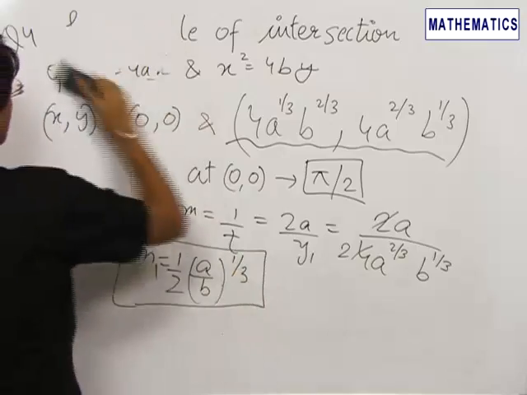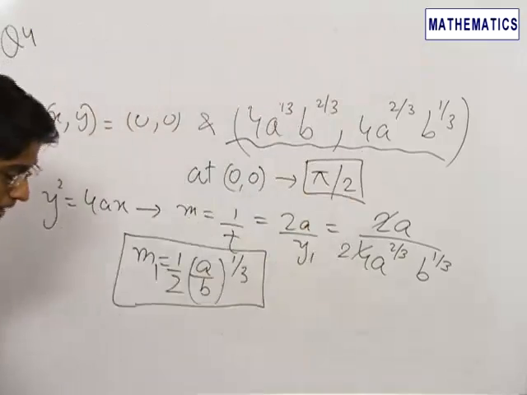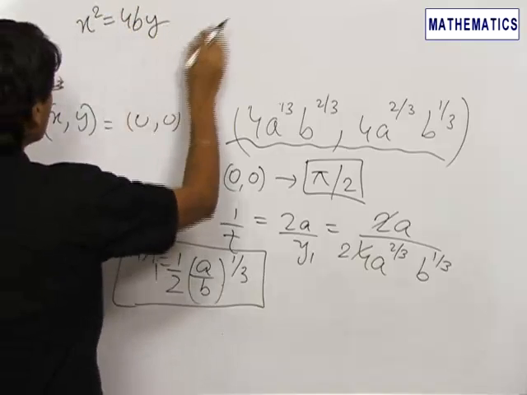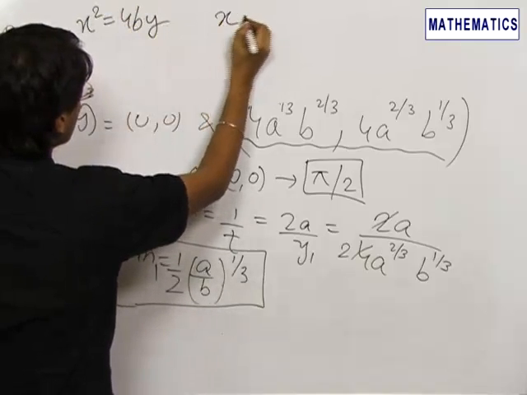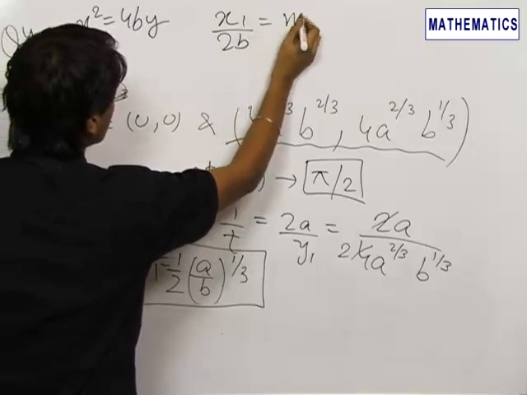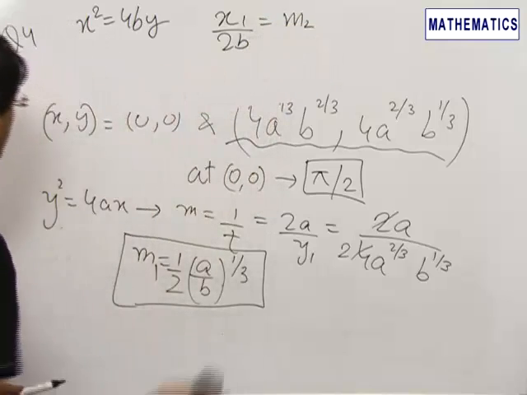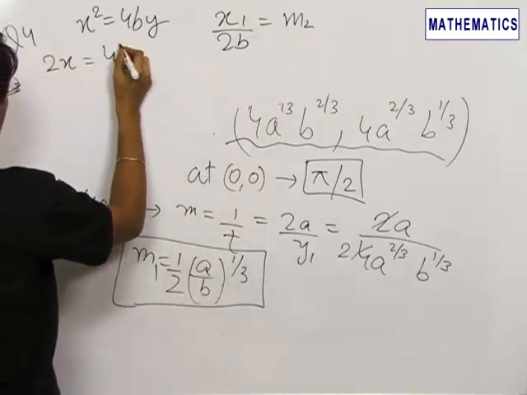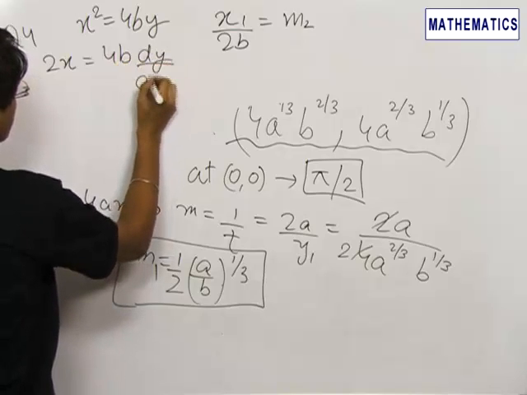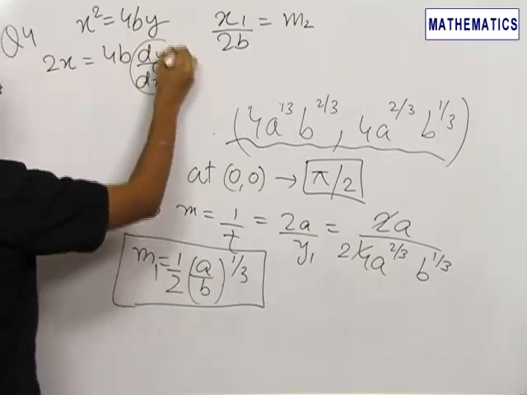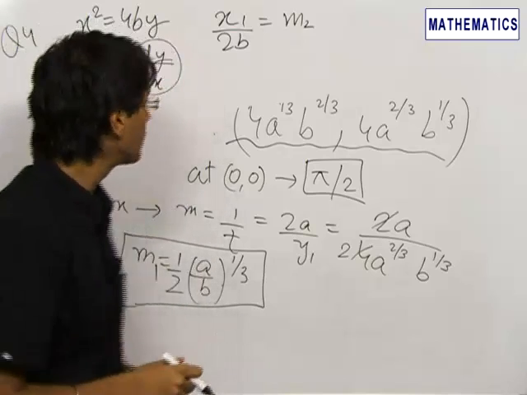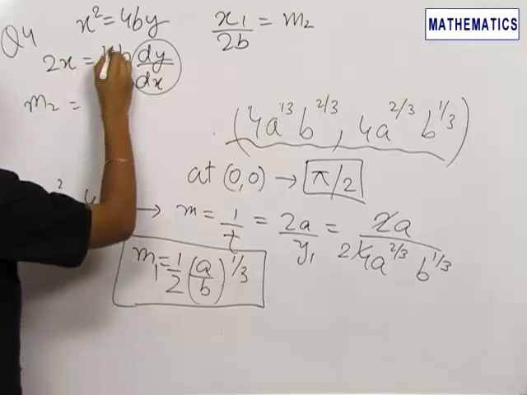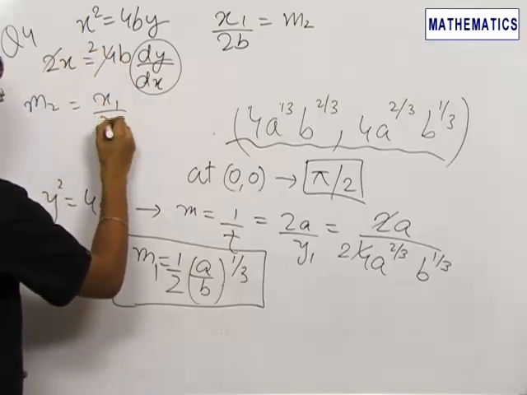Now we need to find out the slope of the tangent to the second parabola. This is x square is equal to 4by. The slope of tangent for this parabola is equal to x1 upon 2b, which we can very easily find out by differentiating this equation. This becomes 2x is equal to 4b times dy by dx, and we know that dy by dx represents the slope of tangent to any curve, and hence the slope m2, if the tangent is made at point x1, becomes x1 upon 2b.